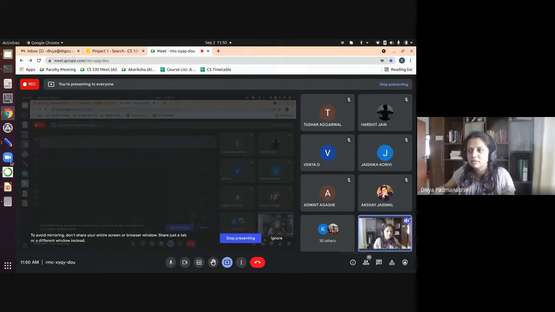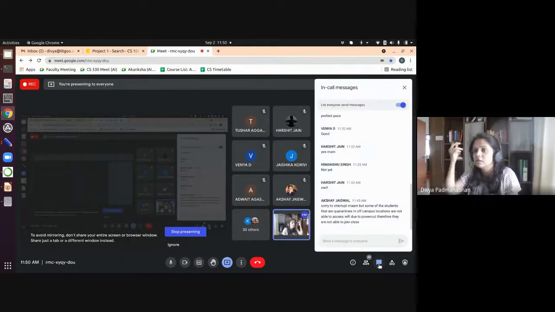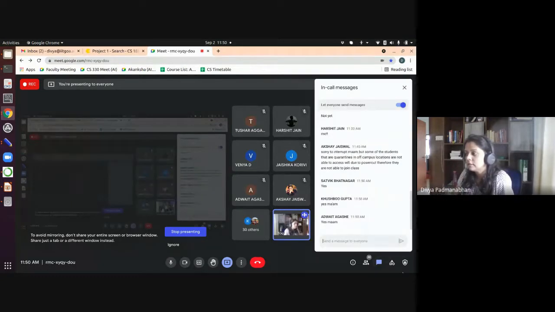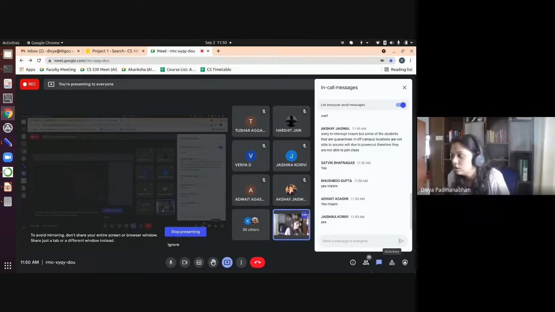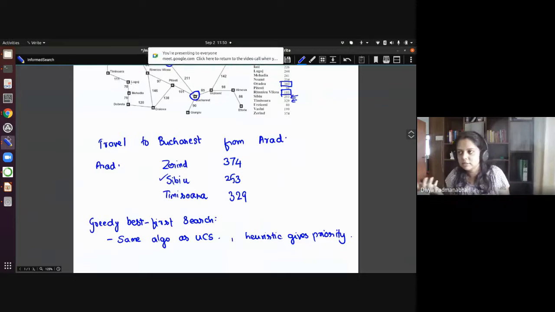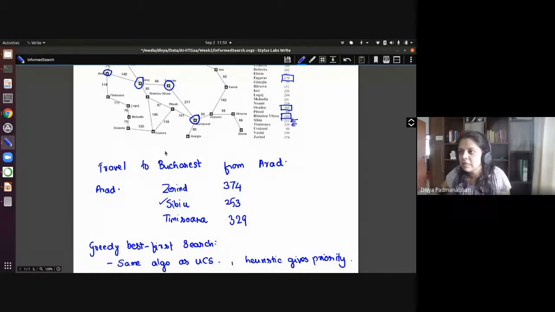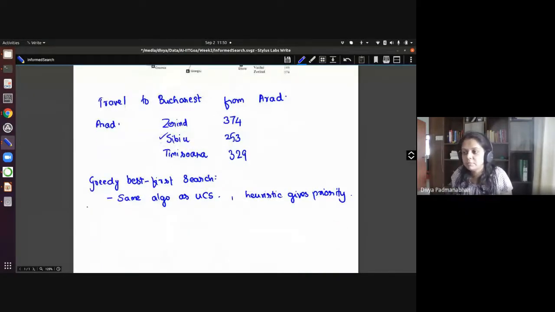So I gather that everyone is clear with the algorithm. Maybe you can just type in the chat box if it's clear or not. Yes. Okay, good. So it's a simple algorithm, right? You just pop from the queue based on the heuristic. So is this going to be optimal?